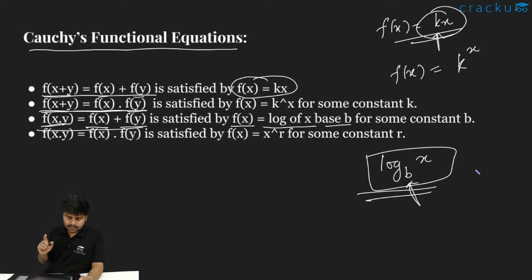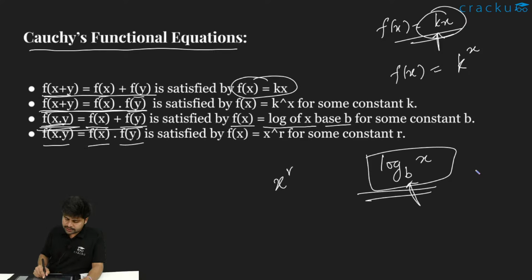f(xy) = f(x) + f(y), because we know that log base b of xy is equal to log base b of x plus log base b of y. Since log satisfies this kind of equation, the log function also satisfies f(xy) = f(x) + f(y). Okay, lastly we have f(xy) = f(x) times f(y).